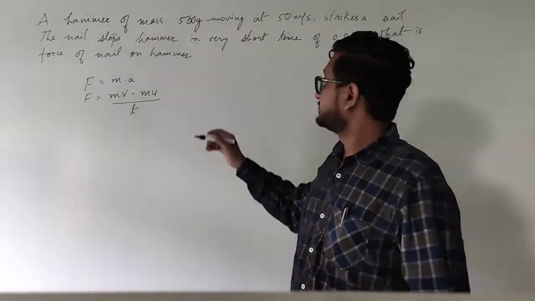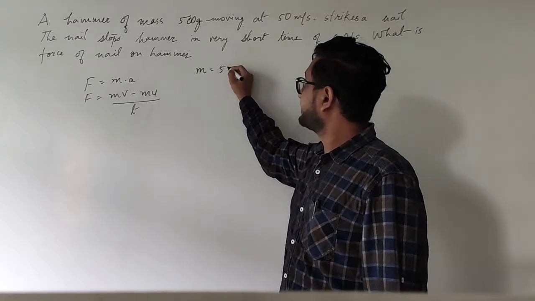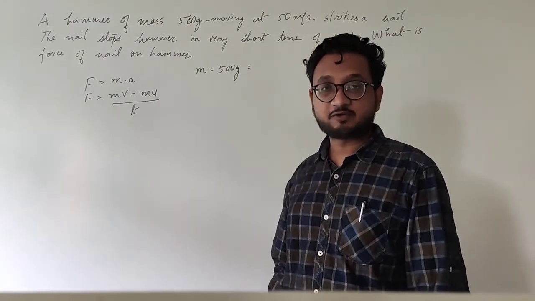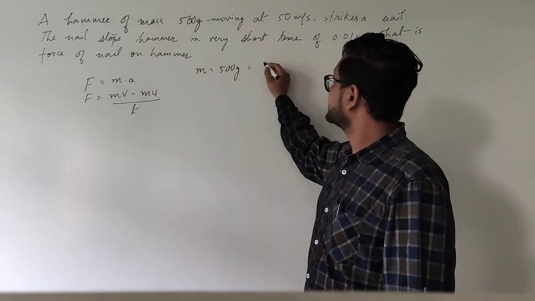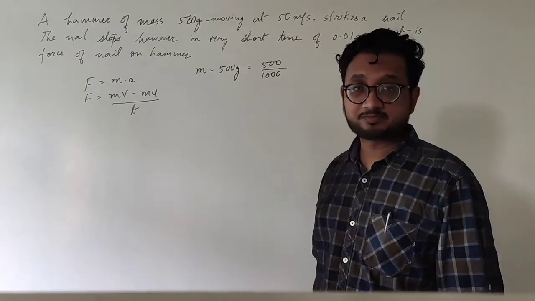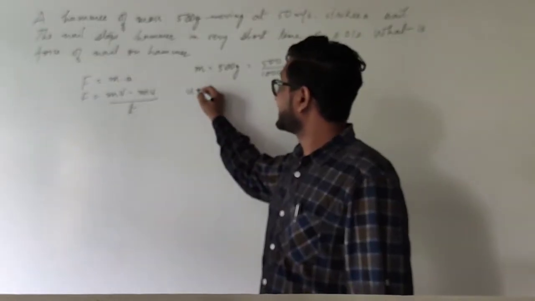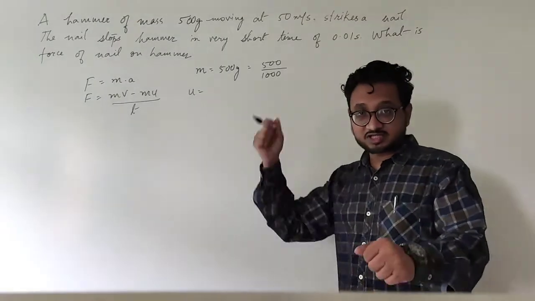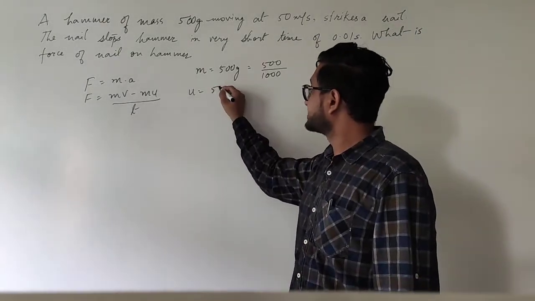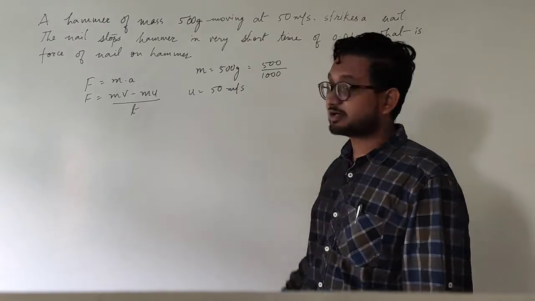Let's put all the values, like m is equal to 500 grams. Obviously, we can't use grams, we have to convert grams into kilograms. So this will become 500 by 1000, okay? Initial velocity, because the hammer is moving before striking the nail. So its initial velocity is 50 meters per second.